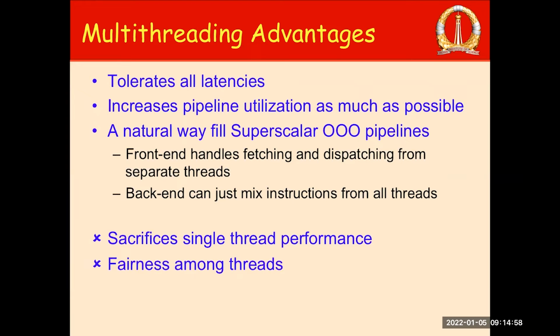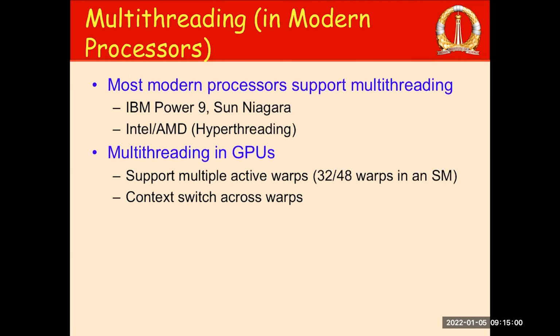problems relating to fairness. Okay, so modern day processors, all your processors like your Intel and AMD processors, they support hyper-threading. Processors such as the IBM Power 9 processor can support up to 4 threads in parallel. The Sun Niagara processor can also support a larger number of threads and so on and so forth.